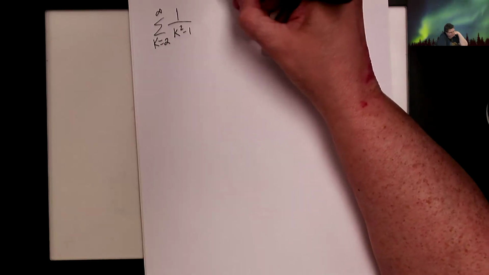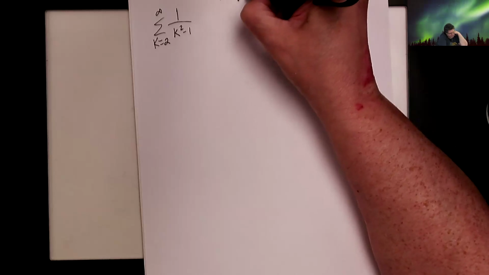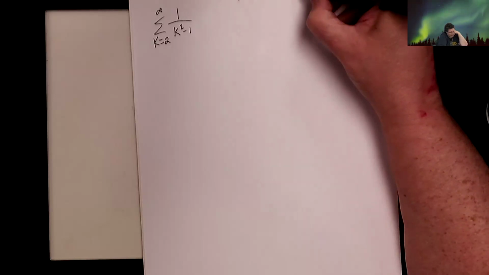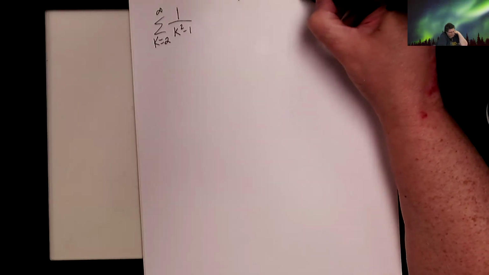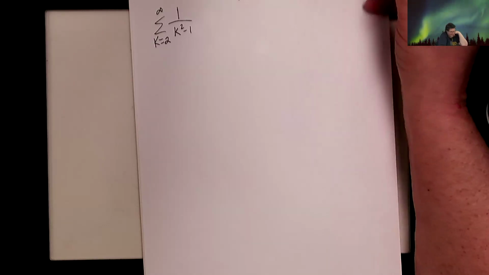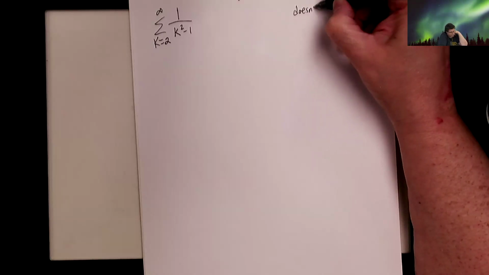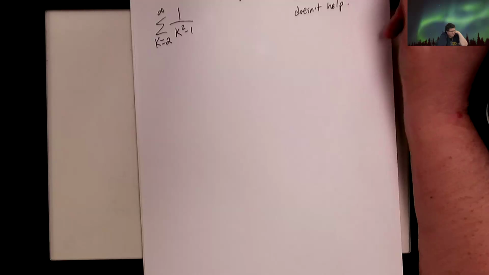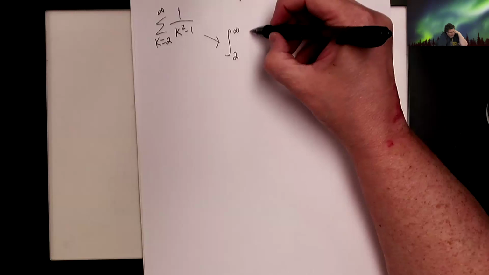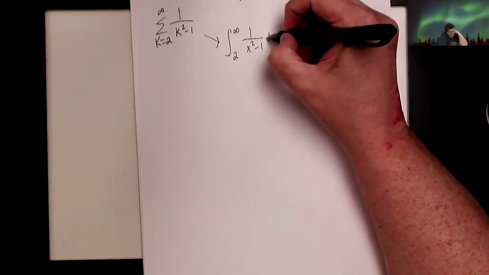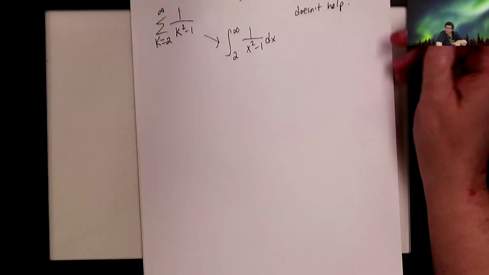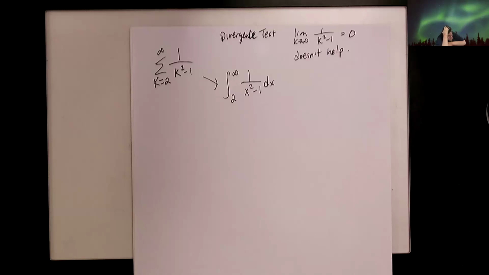So the divergence test will fail here. The limit as k goes to infinity of 1 over k squared minus 1 is going to be 0. So it doesn't help. So instead, we'll look at the integral from 2 to infinity of 1 over x squared minus 1 dx. Yeah, sorry, I didn't realize that was the last one.